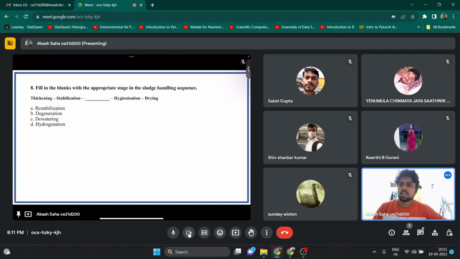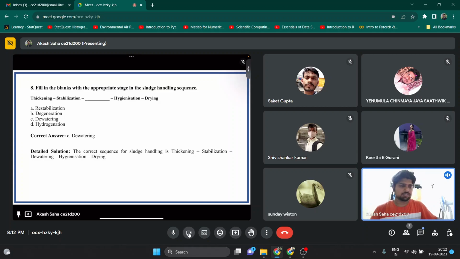Okay, the next question. Fill in the blanks with the appropriate stage: thickening, stabilization, dash, hygienization, drying. So fill up the blanks. Dewatering. Yeah, it is pretty direct. Dewatering is the right answer for this. So first we will go for thickening, then stabilization, then we will dewater the sludge, do the hygienization, and then the drying. So this is the main sequence that is followed for sludge processing.